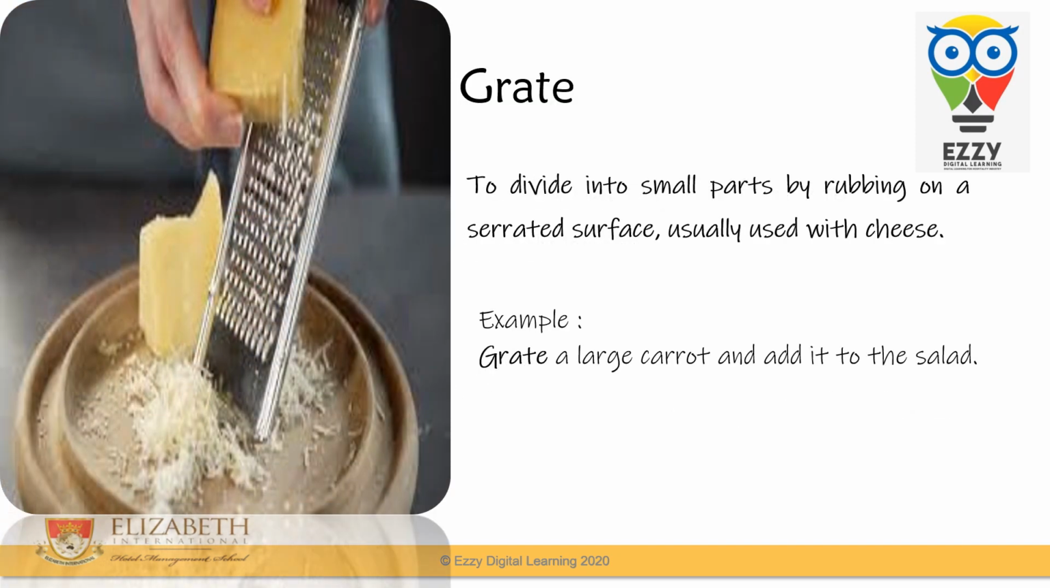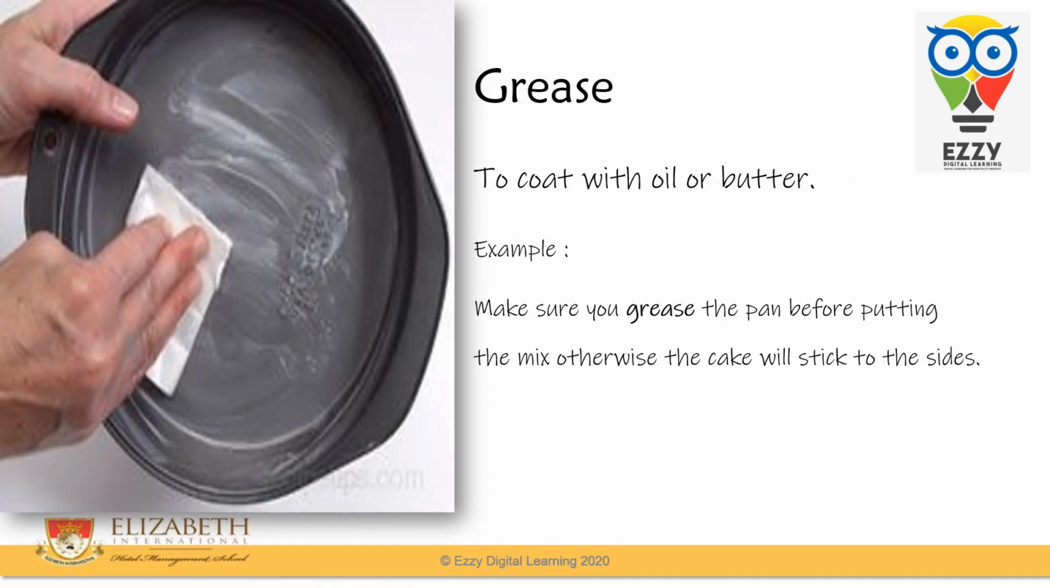Grate is to divide into small parts by rubbing on a serrated surface, usually used with cheese. For the example, grate a large carrot and add it to the salad. Grease is to coat with oil or butter. For example, make sure you grease the pan before putting the mix, otherwise the cake will stick to the sides.